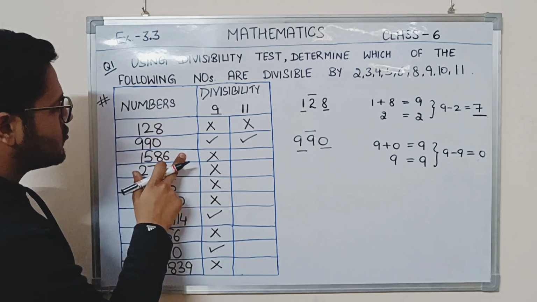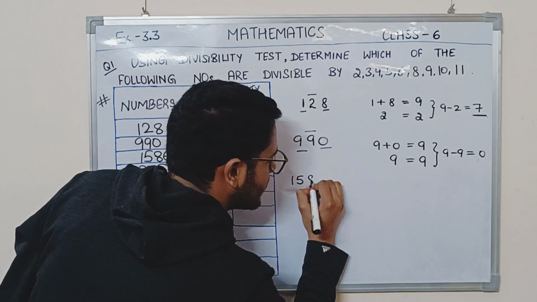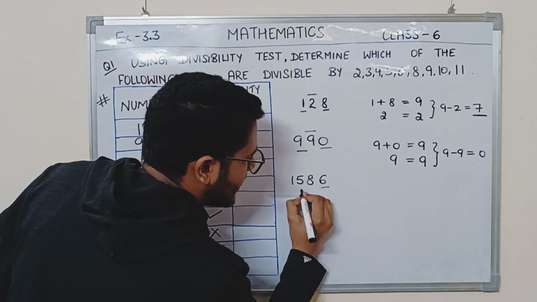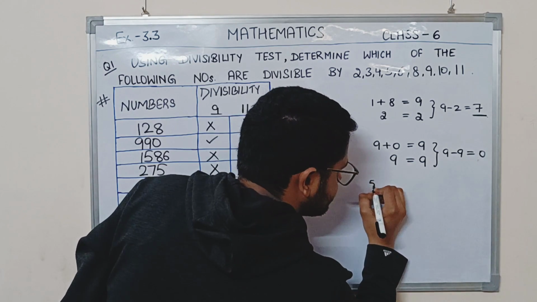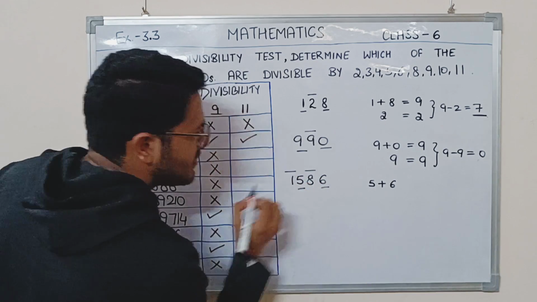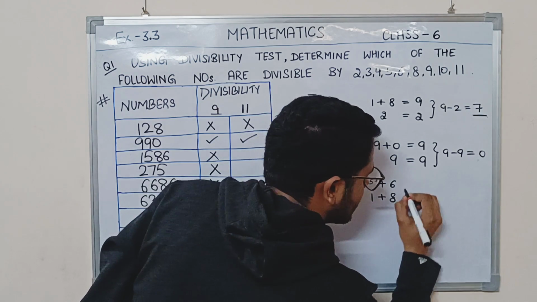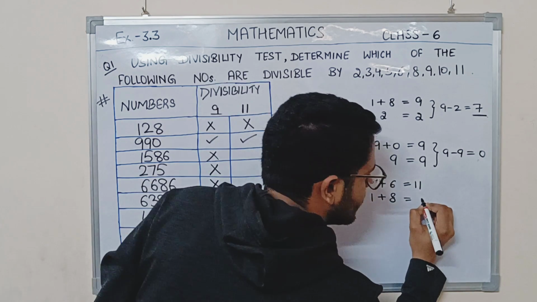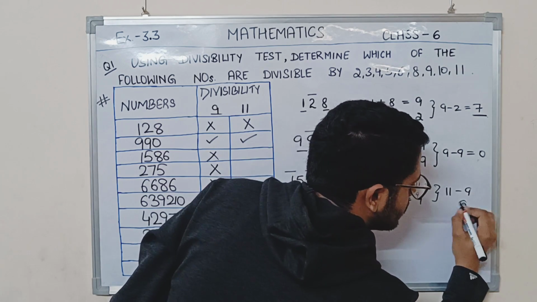Okay. Let's quickly move to the third part. 1586. So again, first step, let's add all the numbers at odd places, first place and third place, right? So it will be 5 plus 6. Okay. Now add all the digits at the remaining places. Those remaining are 1 and 8. 1 plus 8. Okay. So 6 plus 5 plus 6 is what? 11. And 8 plus 1 is what? 9. So let's subtract them. 11 minus 9 will be 2.